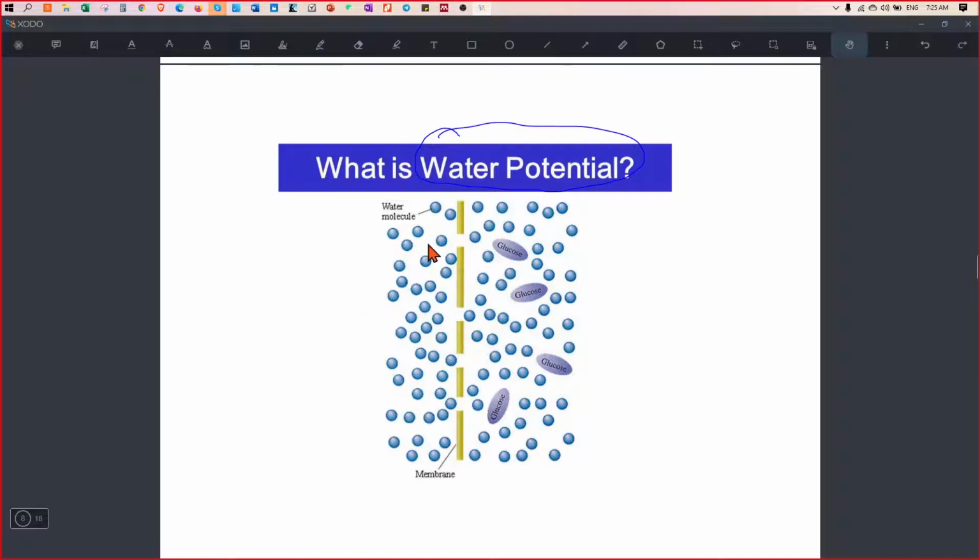When water is like a container of water containing nothing else but only water, pure H2O, this is what we call the high water potential. And remember, the symbol for water potential is psi.